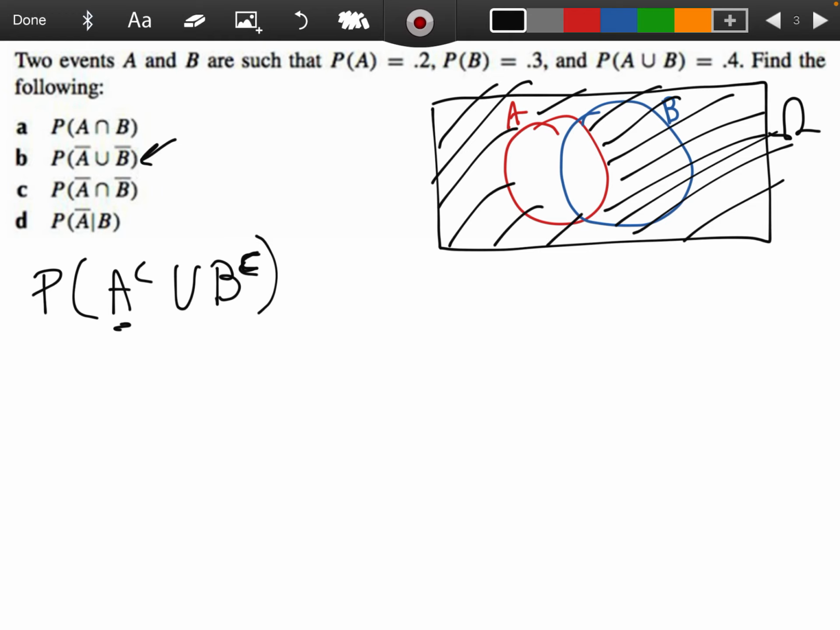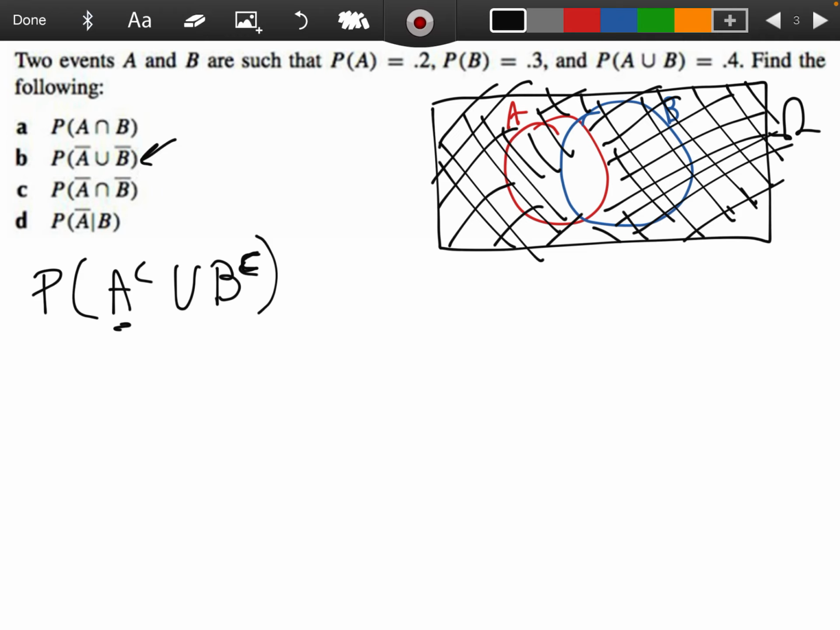On the other hand, B complement, what's that? That's anything that lies outside of B, including some parts that are actually in A, right? So all of that stuff that's shaded is the union of A complement, B complement, right? A complement union B complement.